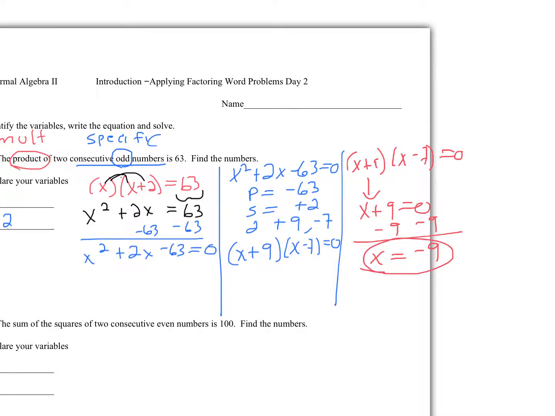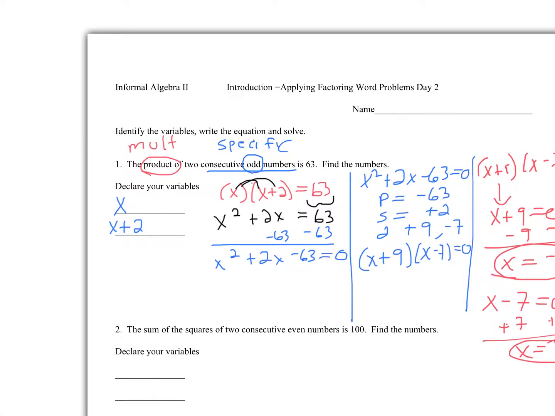Alright, now let's get the other one. X minus 7 is equal to 0. Add 7's. So x equals 7. Now, remember folks, we're not done yet, because our question asked us to find all the numbers that do this. And we've got 2 answers, which means we need to create a data table.